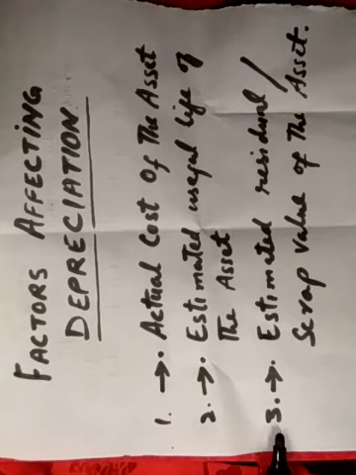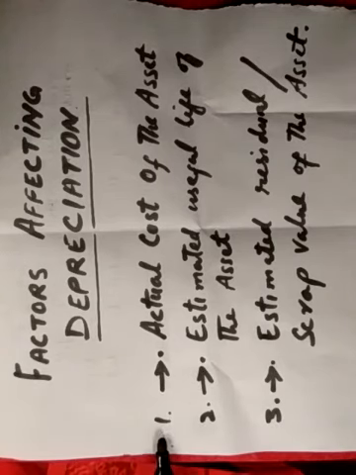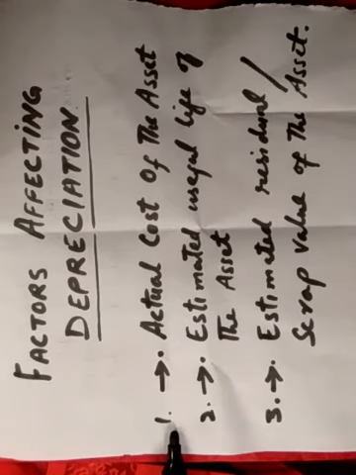Let us explain one by one. Actual cost of the asset. Actual cost or historical cost means the acquisition cost of the asset and includes all incidental expenses which are necessary to bring the asset to its present condition and location. Examples of such expenses are installation charges, freight inwards, or expenses incurred on the improvement of such asset, and which are of capital nature.